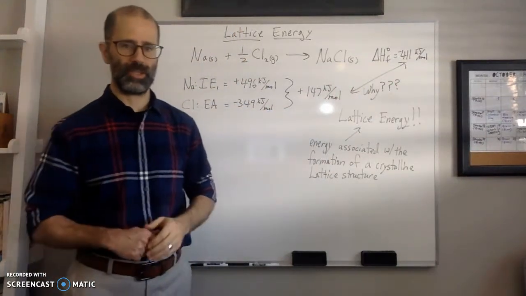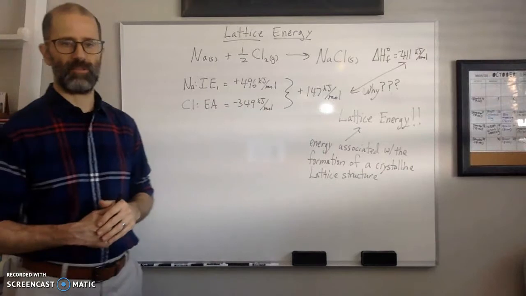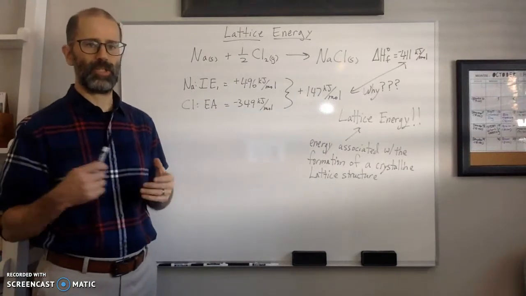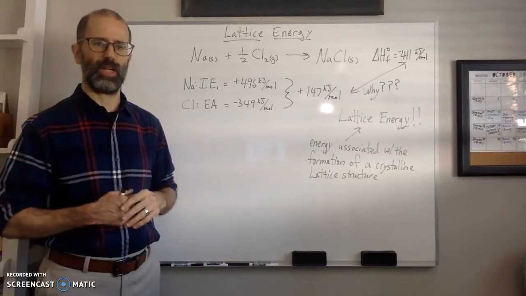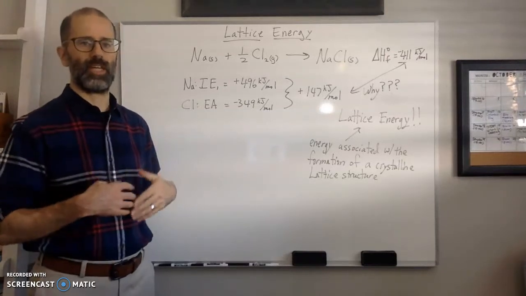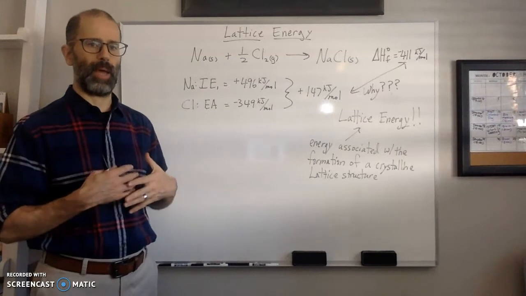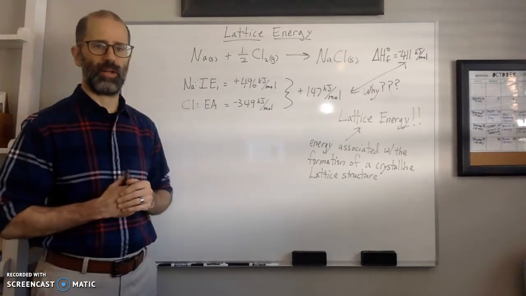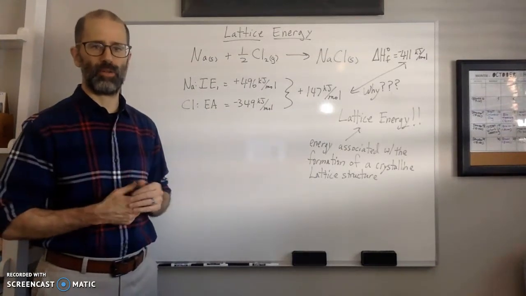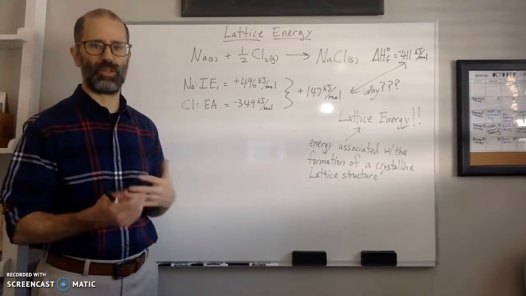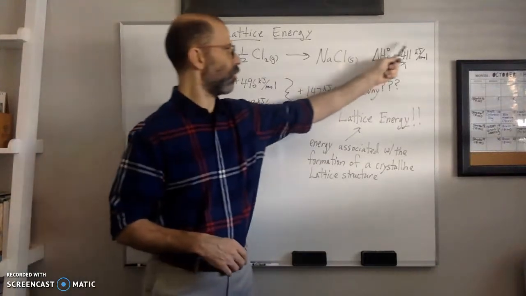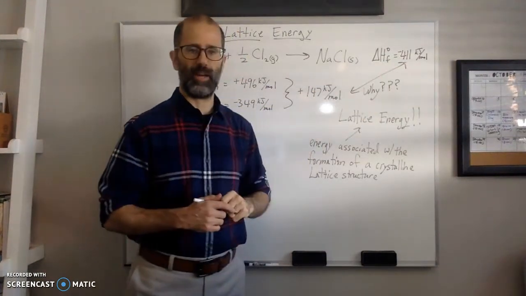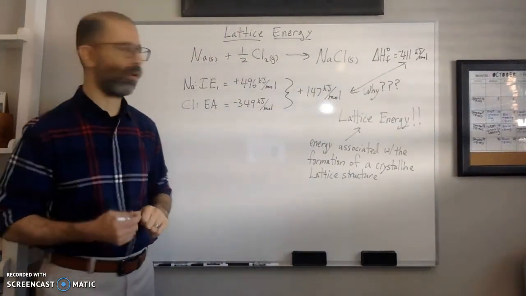And so you might be asking yourself, well, why is it so negative? Well, your first thought might be that you're transferring an electron. So it takes energy to transfer electrons from the metal to the non-metal. And so the overall result of those transfers of electrons to make the salt is in here. So overall, negative 411 kilojoules per mole.